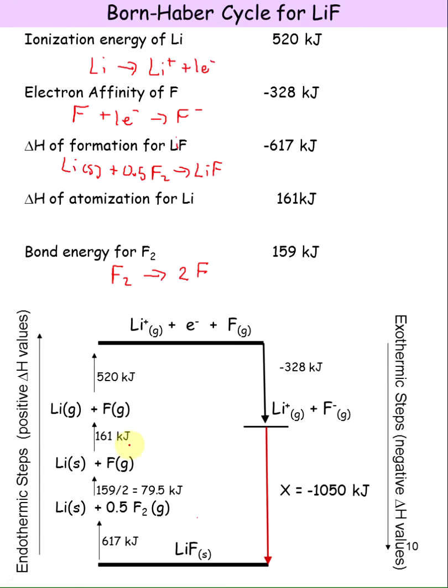If I add all of these steps and complete my cycle, these would all add up to 0. So if I add 617 plus 79.5 plus 161 plus 520 plus negative 328 plus x equals 0, I can solve for x and I would get a value of negative 1050 kilojoules.